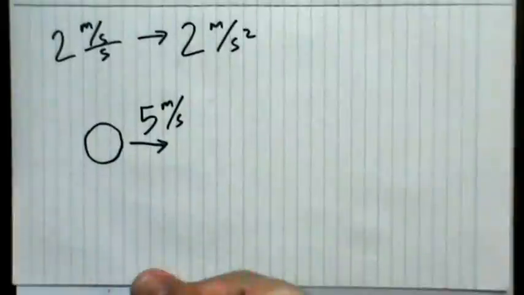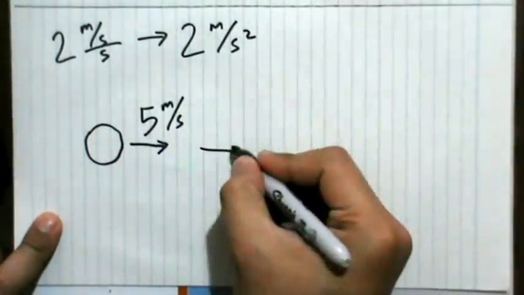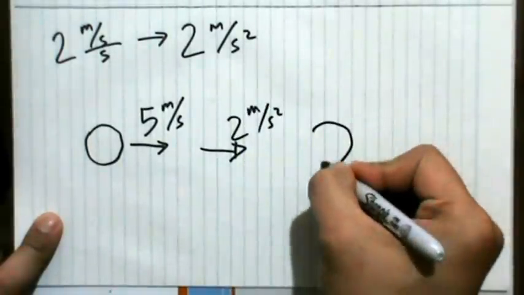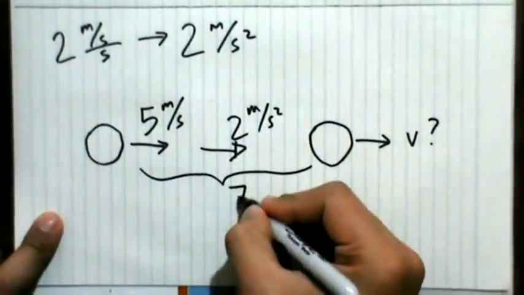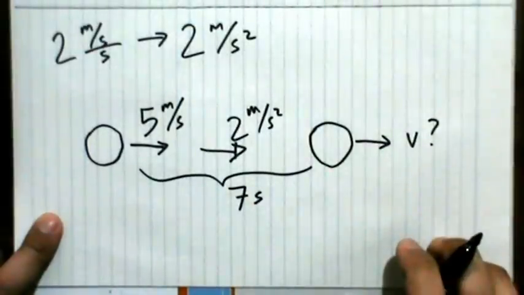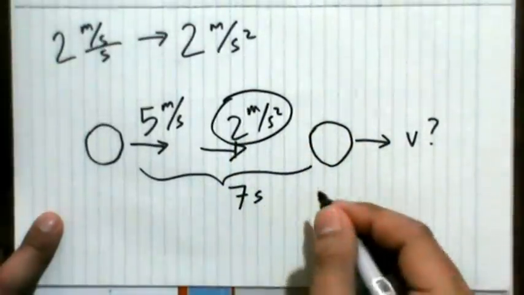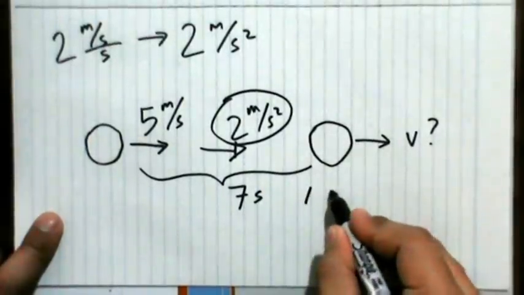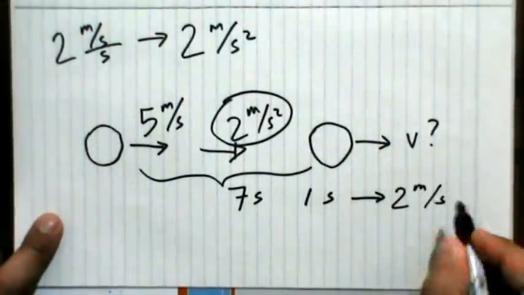Alright, now suppose we have an object that has an initial speed of 5 meter per second and then it's accelerated 2 meter per second square. Now we are asked to find the speed after it moves 7 seconds. So how do we solve this one? First, let us see again the meaning of 2 meter per second square. The meaning is that every second the speed will increase 2 meter per second.